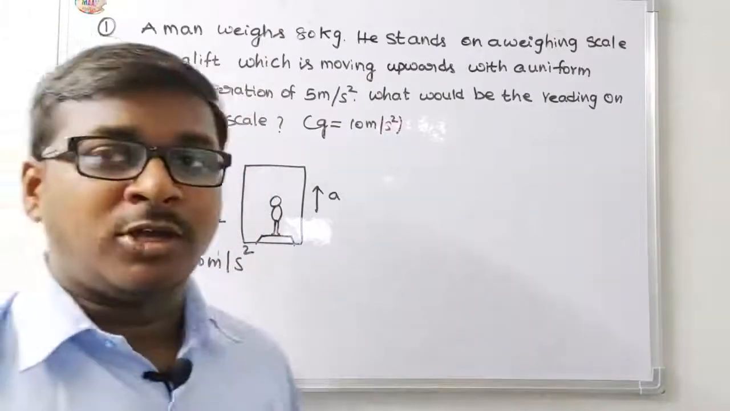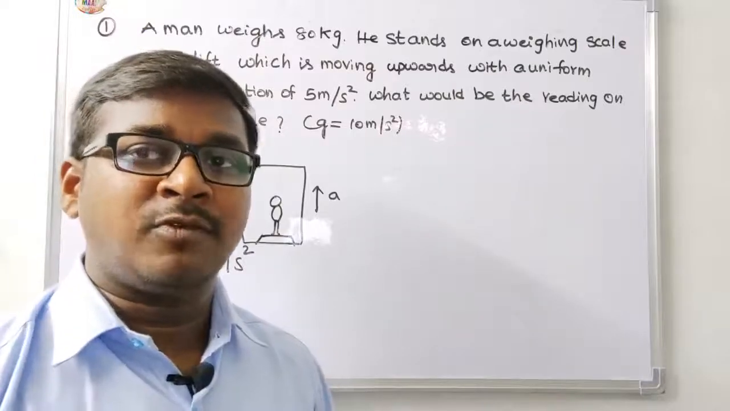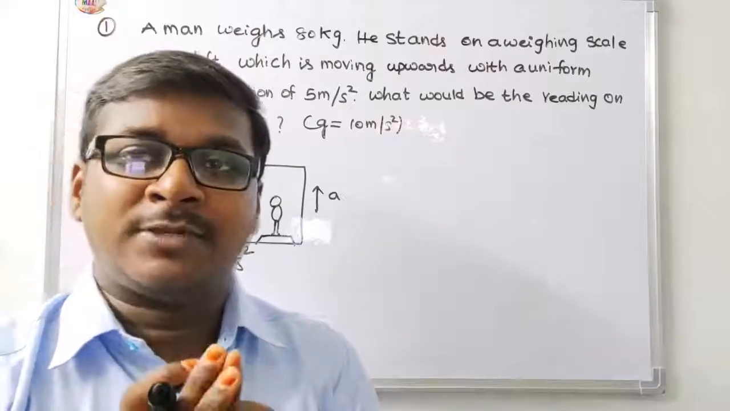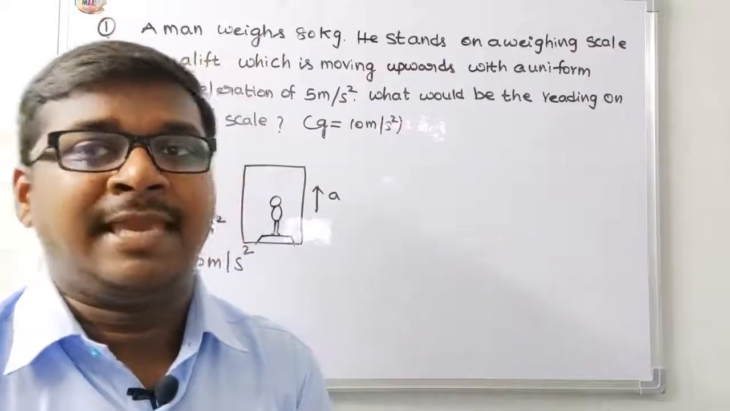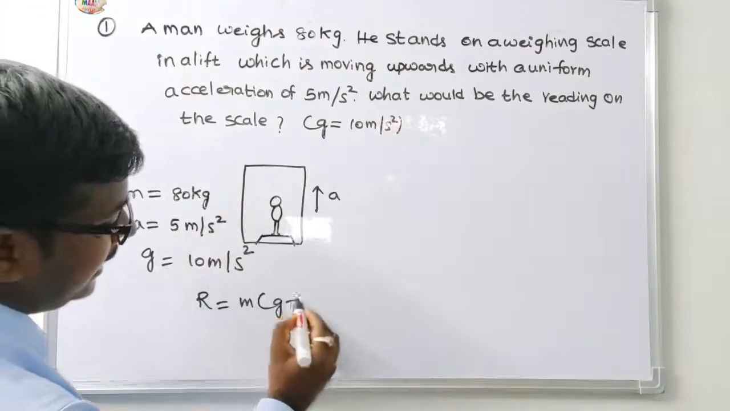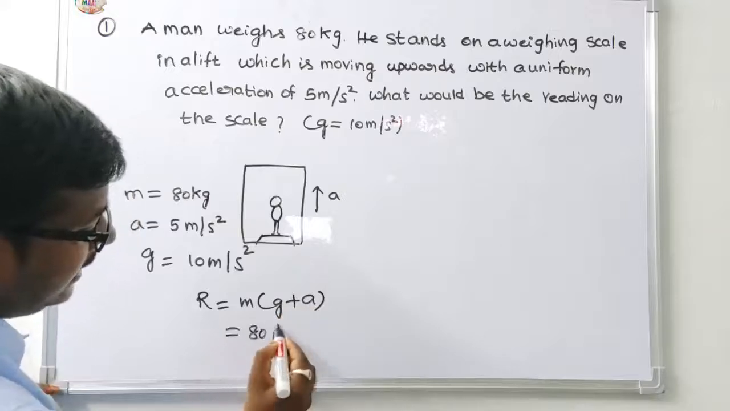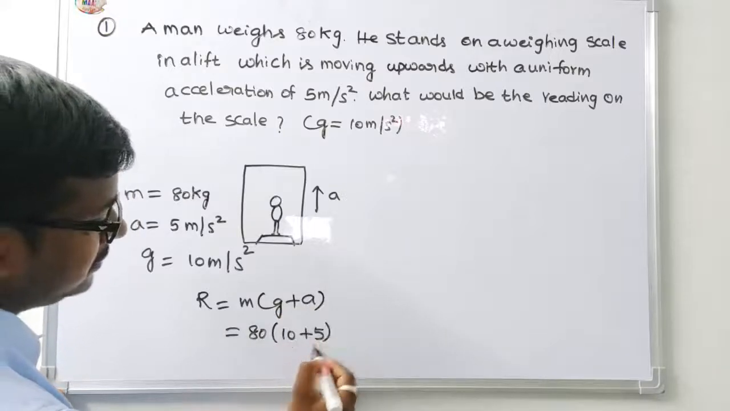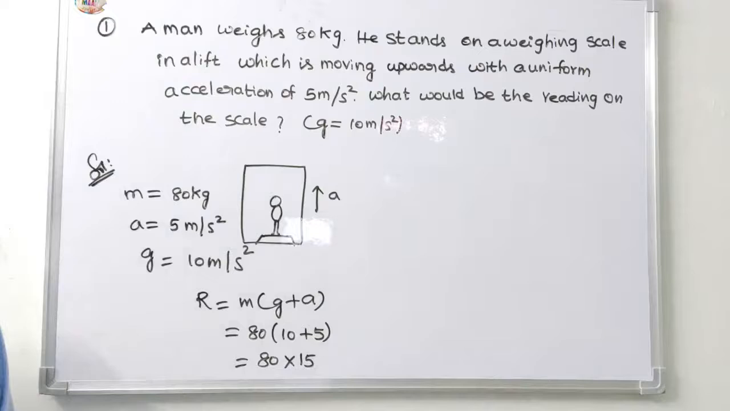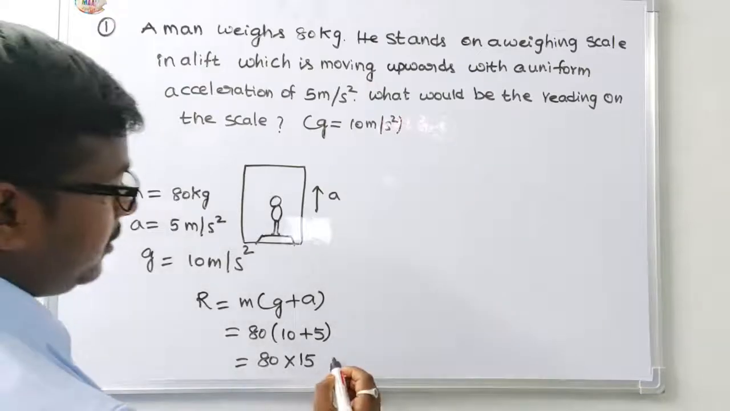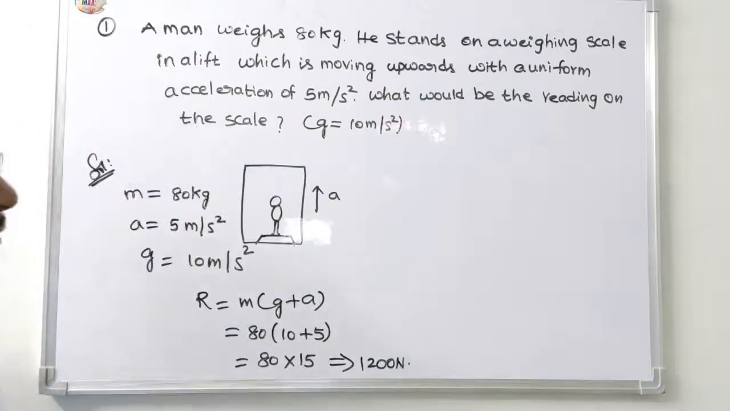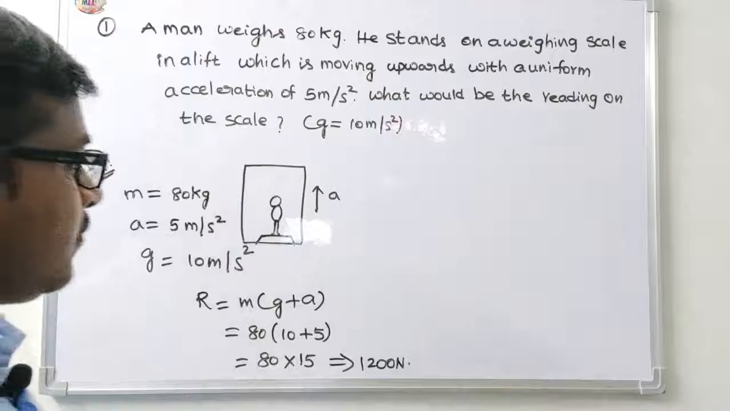What is the condition? Third condition: if the lift is moving upward at the rate of a, the reaction force R is equal to m into g plus a. That is the formula. Here m is 80 kg, so 10 plus 5, 80 into 15, that is equal to 1200 Newton. This is the answer, 1200 Newton.